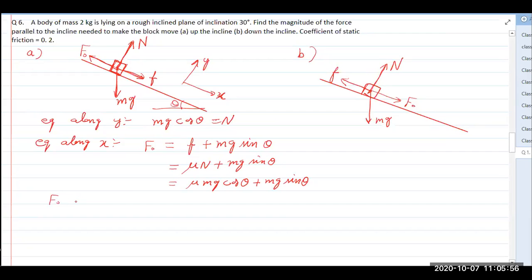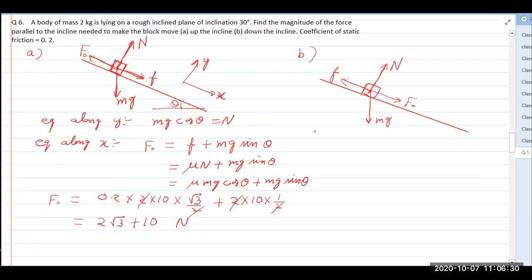We can find the numerical value also. Mu is 0.2, m is 2, g is 10, cos 30 is √3/2, and sin 30 is half. So we are going to get 2√3 plus 10. This much is the external applied force, this many newtons for moving up the incline.